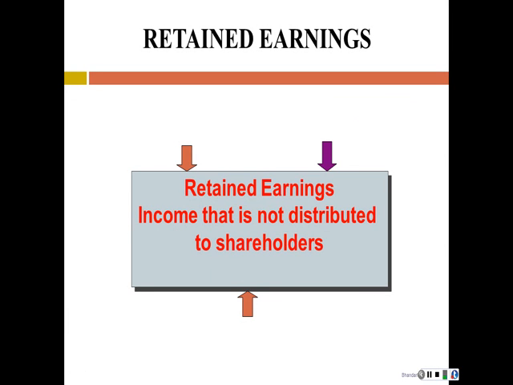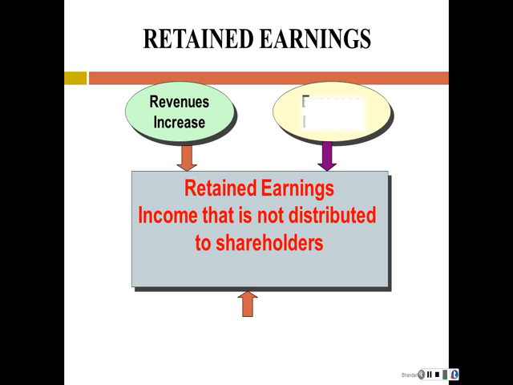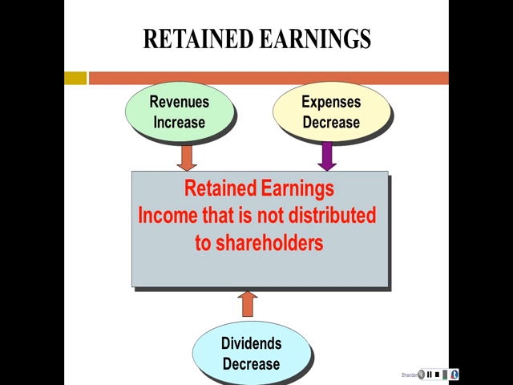So when a business earns revenues, those revenues increase retained earnings. And when a business incurs expenses, those expenses decrease retained earnings. Dividends are also paid out of retained earnings. So when dividends are paid, these decrease retained earnings. So revenues add to retained earnings, expenses take away from retained earnings, and dividends take away from retained earnings. So what are revenues? What are expenses? What is dividend?